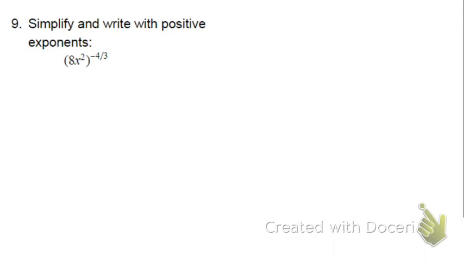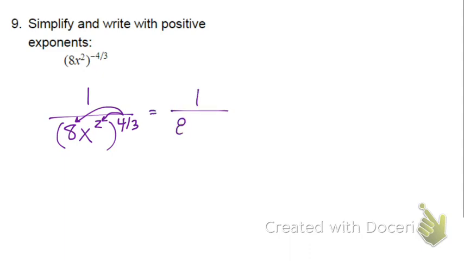First things first, I like to get rid of that negative. So I'm going to put everything over 1. 8x squared to the positive 4/3. From there, I'm going to use the power rule, and I'm going to take that 4/3 and distribute it to the 8 and to the x squared so that both of them get that new power. So this is going to be 1 over 8 to the 4/3 and x to the 8/3. You could have done it in a different way, by the way. You don't have to follow the same steps as me. This is just the way my brain thinks about it.